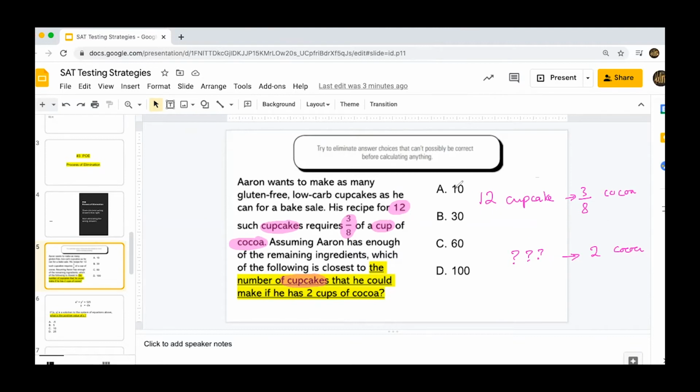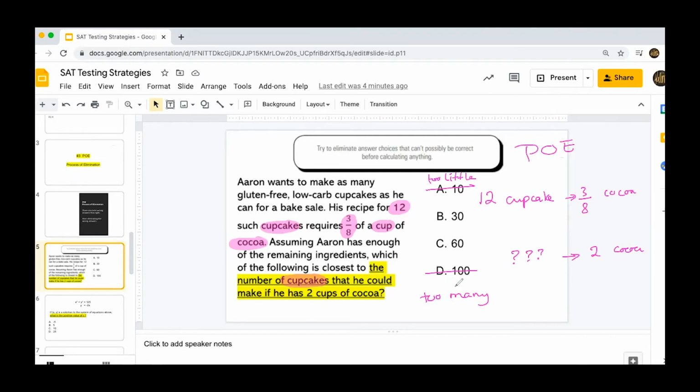Do you think 10 cupcakes will make it 30, 60, or 100? You start out with 12, so 10 is too little, right? So that would be something that we can cross out, eliminate, POE. And then we can also eliminate 100 because of too many. You start out with 12 cupcakes, making 100 is a lot.